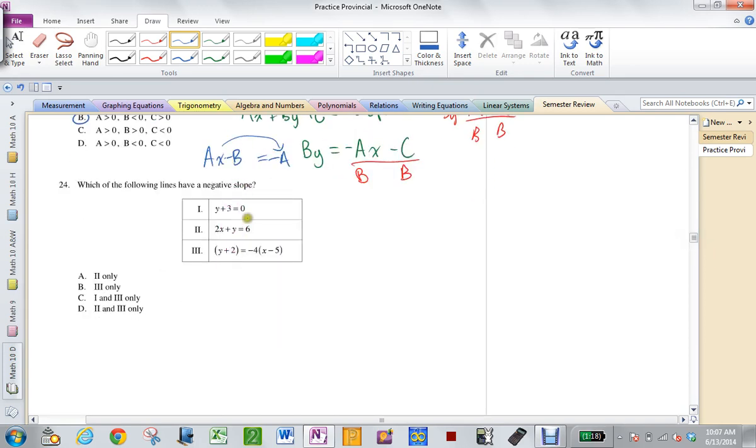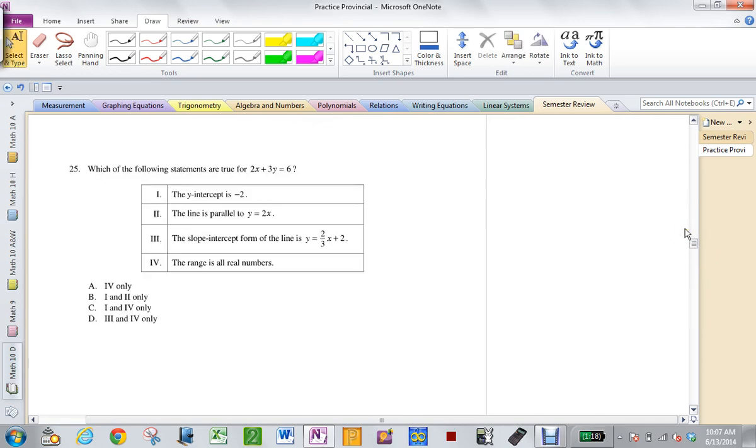Which of the following has negative slopes? Y equals negative 3. Y equals negative 2x plus 6. And there is my M. So I look at that one, and I see negative, negative, and y equals negative 3 is this. Ooh, negative 3. It's flat, so it doesn't have a negative slope, so it has to be D.